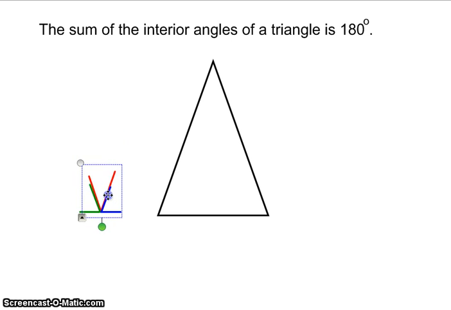180 degrees. And we know that they're going to equal 180 degrees because we see that they are all along this straight line right here once they're all added together. And so the sum of the interior angles of a triangle is 180 degrees. That's a really good thing to have in your notes also.